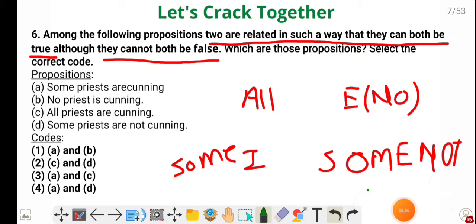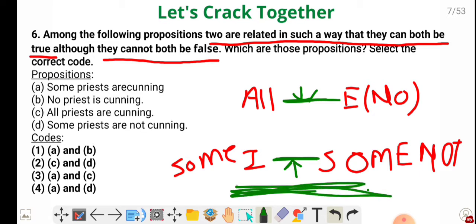Now according to this square of opposition, this is called a contrary and these are sub-contraries. In contraries, they both cannot be true but can be false. And in sub-contrary, they can both be true but they cannot both be false. Means according to the question we have to identify the propositions which can both be true. This is valid for some and some not. Just identify the statements which contain some and some not. So the answer will be A and D, option 4 is correct.